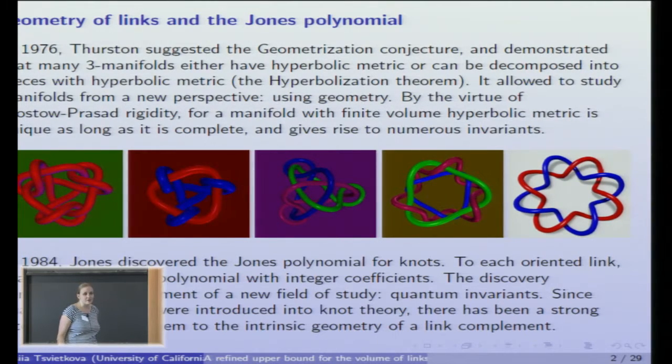And on the other hand, in 84, approximately almost at the same time, Jones discovered the Jones polynomial for knots. To each oriented link, it assigns a Laurent polynomial with integer coefficients. And the discovery stimulated development of a new field of study, which we call quantum invariants of knots and links. And since quantum invariants were introduced in knot theory, there has been a strong interest in relating them to the intrinsic geometry of link complements. So this is a very, very general framework and motivation for what I will be talking about.